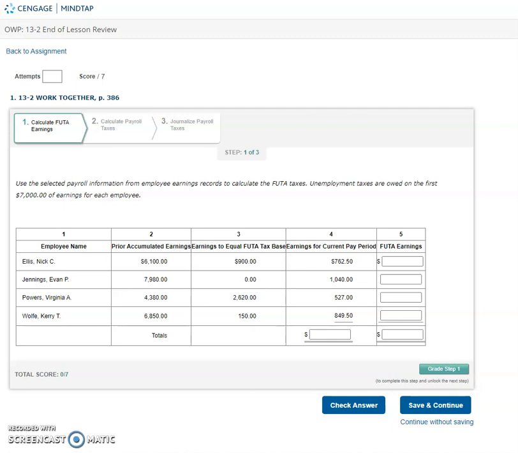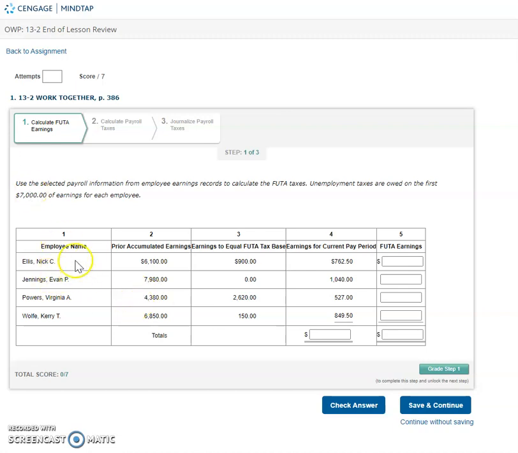This video is to go over the 13.2 work together. We have 3 steps. The directions for the first step say use the selected payroll information from employee earnings records to calculate the FUTA taxes. Unemployment taxes are owed on the first $7,000 of earnings for each employee.